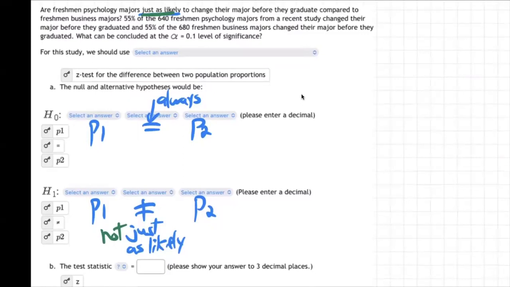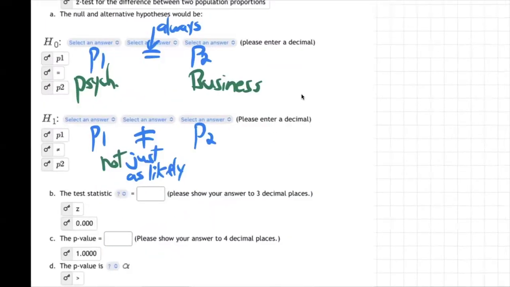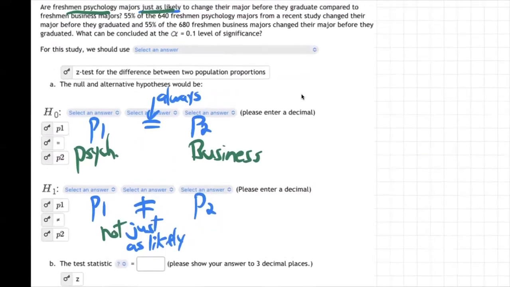Now, by the way, what's P1 and P2 in this situation? It's always good to, it's the two groups. P1, and just take them in the order they came. Who came first? Psych majors. So this is the psych people, and P2 is the business majors. And we're saying who's more likely to change their major. Okay. So coming on down, we need to go to the online calculator.